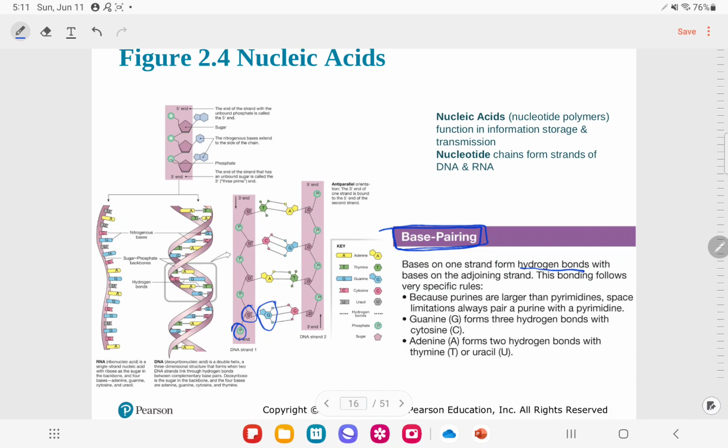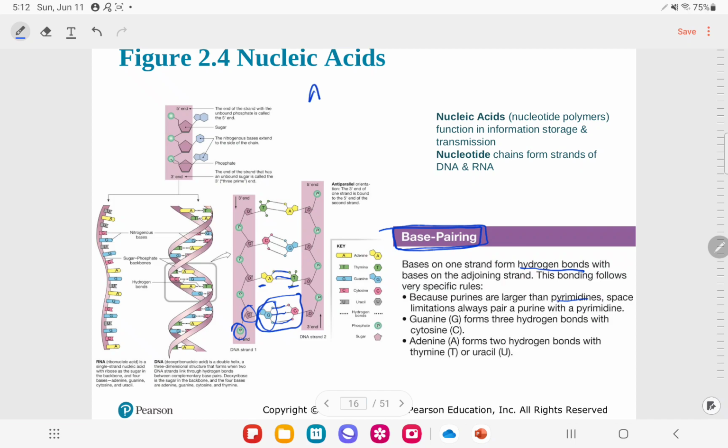And these bonds will follow specific rules because purines are larger than pyrimidines. And remember, purines are double ring structures. Pyrimidines are single ring structures. Because of the space limitations, we're always going to pair a purine with a pyrimidine. So guanine forms 3 hydrogen bonds with cytosine. So 1, 2, 3. Guanine forms 3 hydrogen bonds with cytosine. And adenine forms 2 hydrogen bonds with thymine or uracil. So A to T, 2 hydrogen bonds.